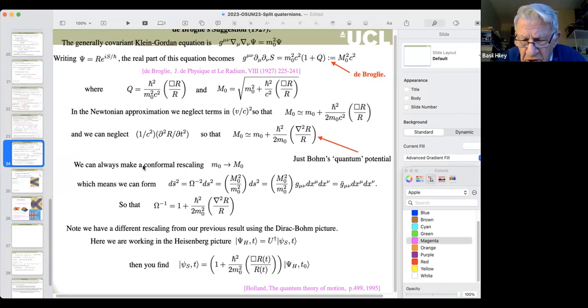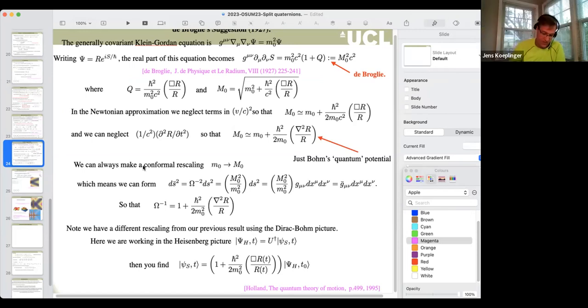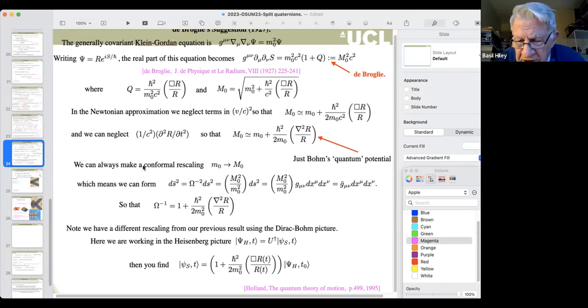I think what I've got here on this slide is probably taken from a discussion in de Broglie's later book, the nonlinear wave mechanics, double solution. Okay. If you're interested in this, that's a fascinating book. You can read it either in French or in English. There's an English translation. Okay, thank you.